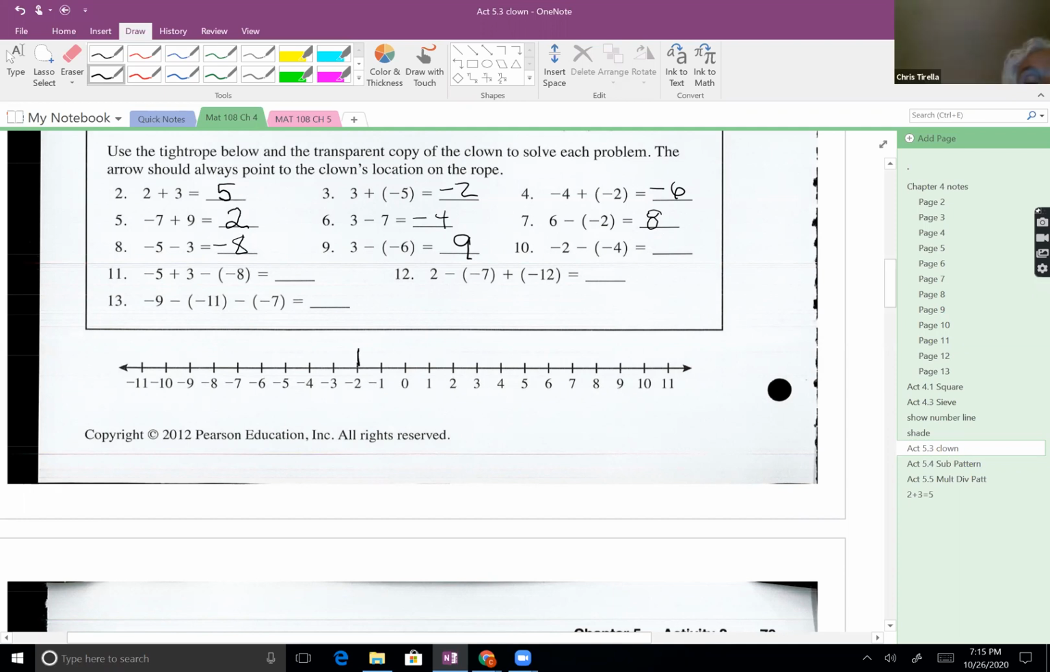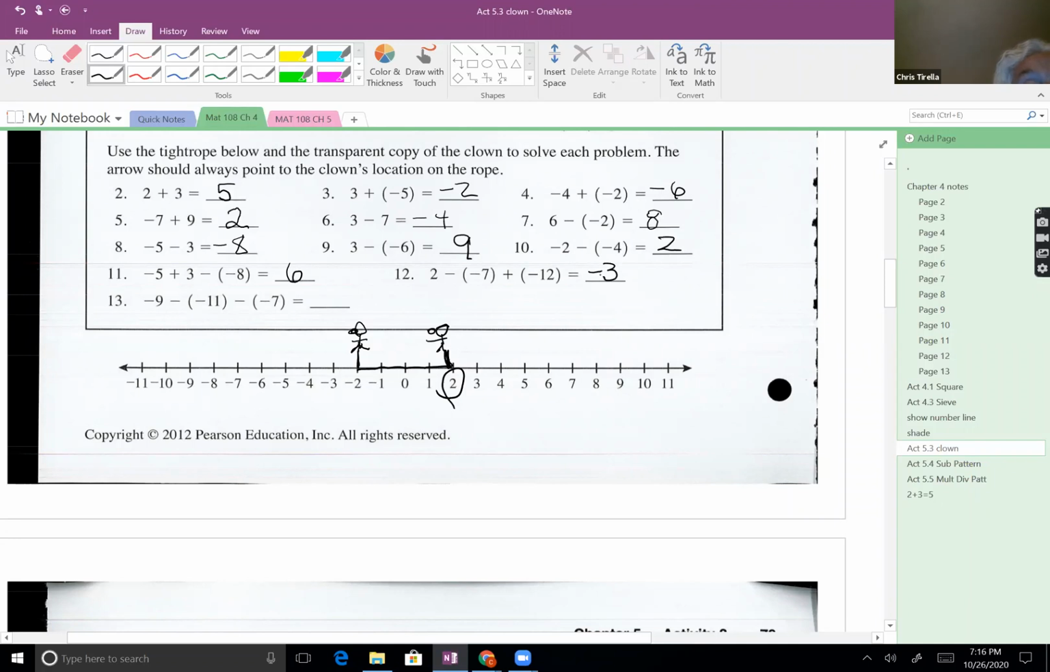Let's see, just 2. We're starting at 2. We're subtracting, so he's facing left. His nose tells me which way he's facing because I can't draw. It's a -4, so I'm going to go backwards 4. 1, 2, 3, 4. And so doesn't that take my sorry looking backwards clown to +2? Right. And let's see, -5 plus 3 minus -8, I think we said was 6. 2 minus -7 plus -12, I think we said was -3.